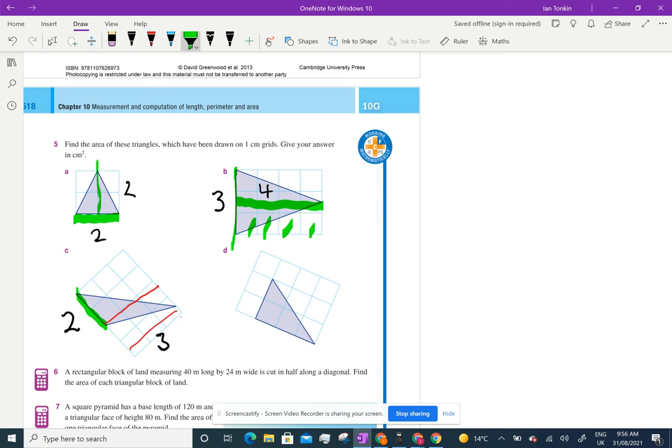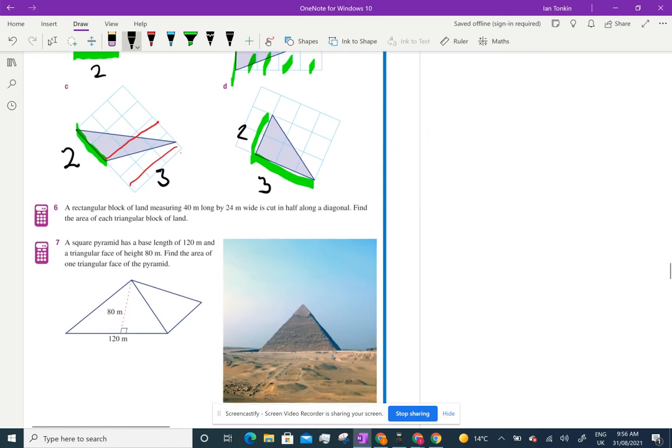And finally, this one here, well, that's the base, 3 across, and the height is 2 up. So it's a half of 3 times 2. 6.